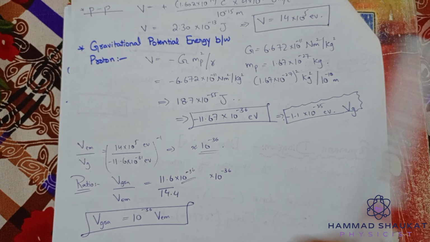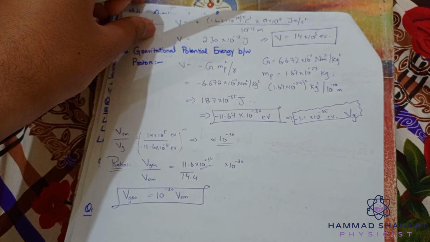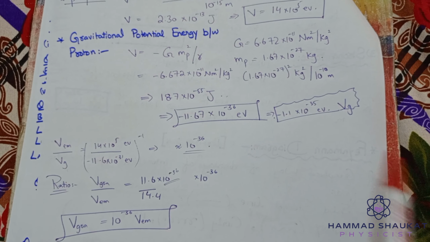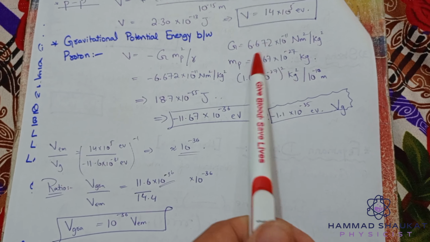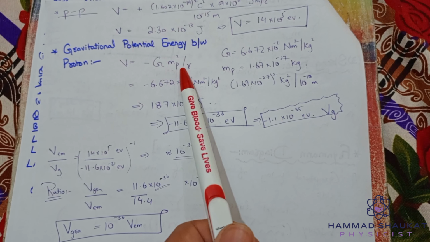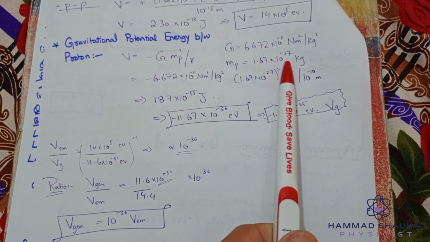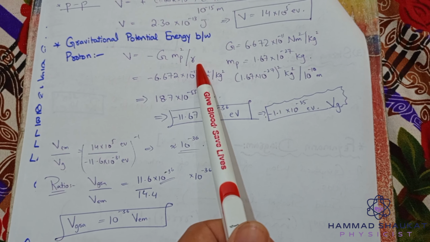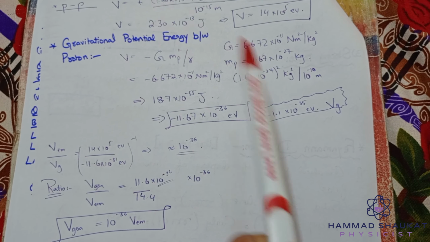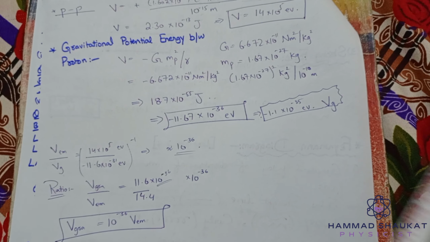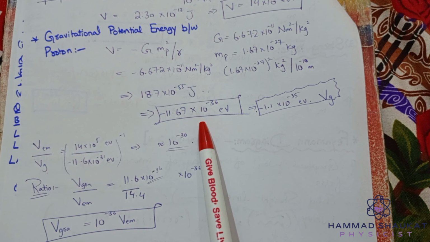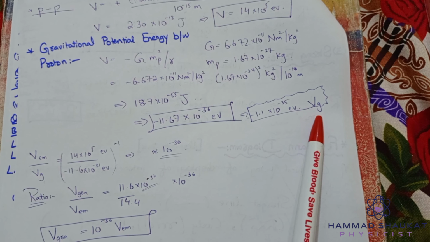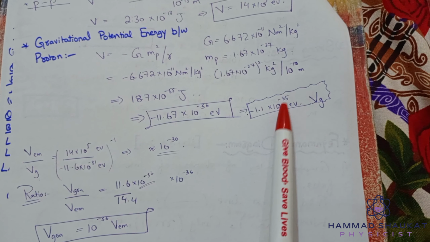Now if you have to find the gravitational potential energy between protons, it is given by this formula: gravitational potential equals minus G times mass of proton square divided by r, where G is the gravitational constant, 6.672 into 10 raised to minus 11 Newton meter square per kg square, and m_p is the mass of proton, 1.67 into 10 raised to minus 27 kg. For protons, you take r as 10 raised to minus 15; for atoms, 10 raised to minus 10. After putting in the values, you get your answer in joules, then convert it into eV. The final answer is minus 1.1 into 10 raised to minus 5 electron volts.